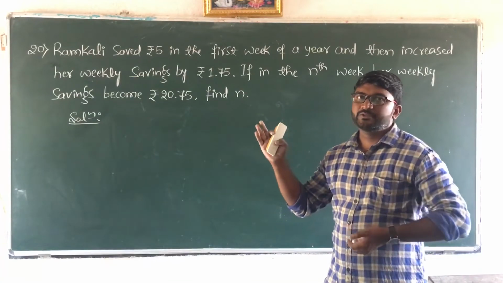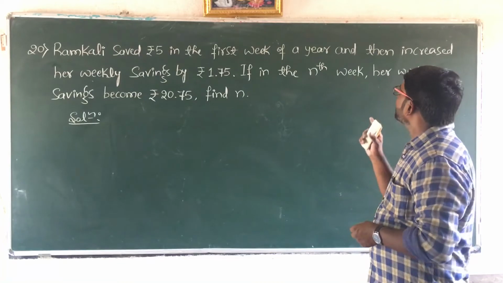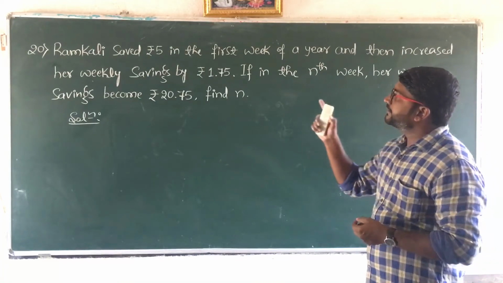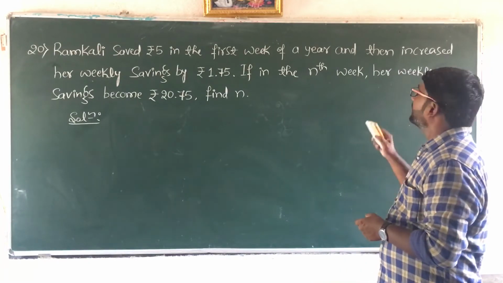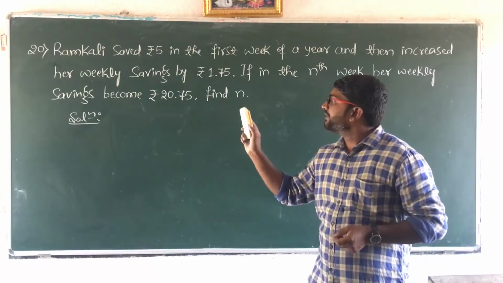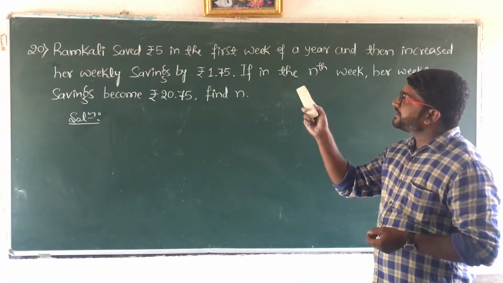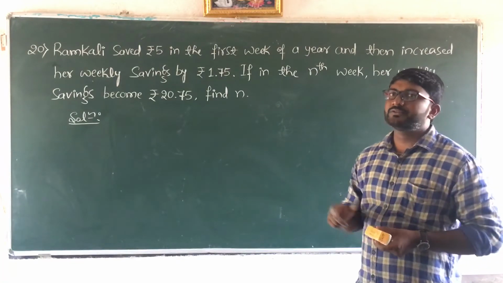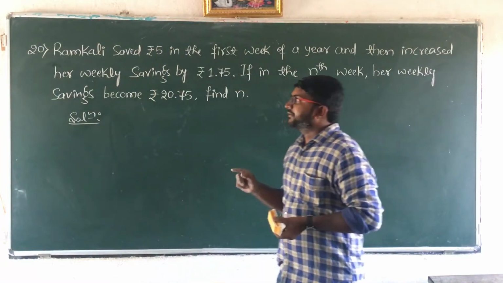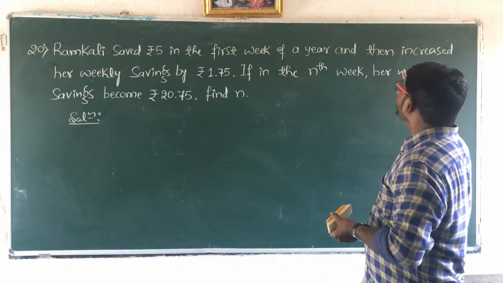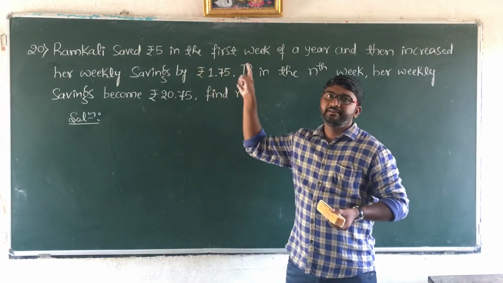Okay, let us solve the last question of this exercise. Ramkali saved 5 rupees in the first week of a year and then increased her weekly savings by 1.75 rupees. If in the nth week her weekly savings become 20.75 rupees, find the value of N. So see here, Ramkali saved 5 rupees in the first week of a year. So that means this will be the first term. This is going to be small a, and then her increment in savings is 1.75 rupees. So this will be the small d, the common difference.